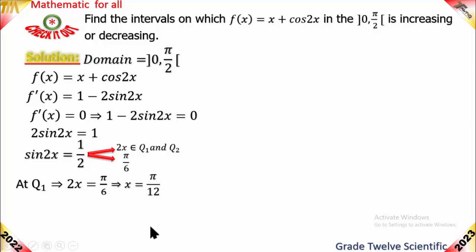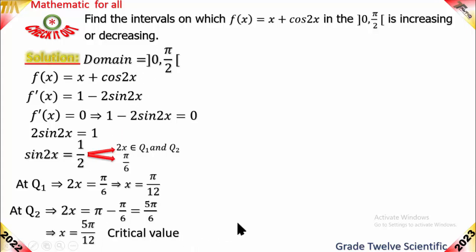And in the second quadrant, 2x is equal to pi minus pi over 6, which means 6 times 1 is 6, minus 1 is 5, so 5 pi over 6. By dividing by 2, then x is equal to 5 pi over 12. 5 times 15 is 75. That means this belongs to the domain. That means it is a critical point.